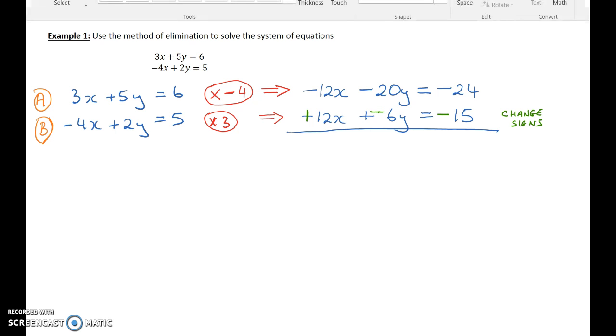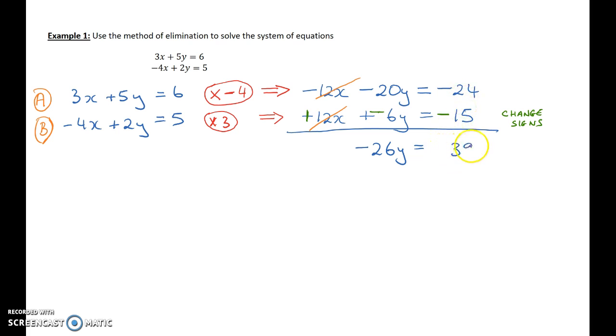Next we add the two lines together. Negative 12x plus 12x cancel out entirely, and that is what has to happen. You then have negative 20y and negative 6y, so negative 26y is equal to negative 24 and minus 15. They have the same sign, so add: 24 and 15 is 39, and keep the sign, a minus.